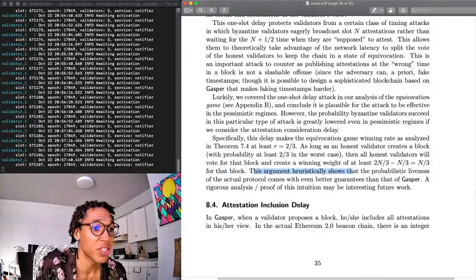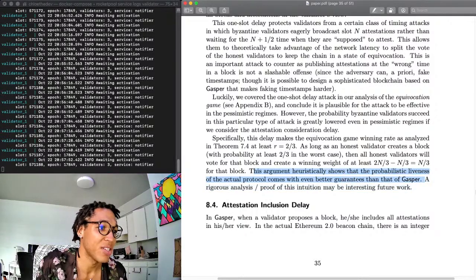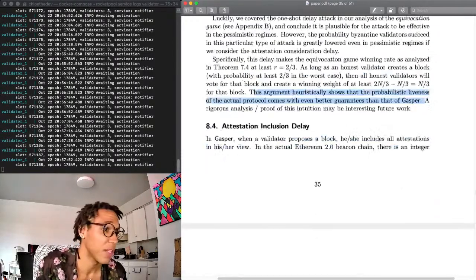This argument heuristically shows the probabilistic liveliness for the actual protocol comes with even better guarantees than that of GASPER. A rigorous analysis proof of this intuition may be interesting future work. I would love to read that.